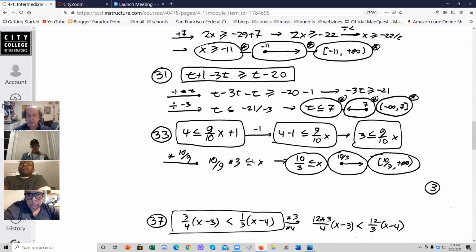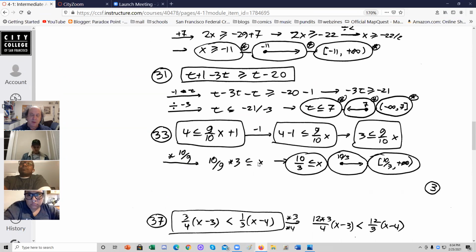Okay. Here we have 4 is less than or equal to 9/10 x plus 1. Subtract 1 throughout, that keeps the inequality the same. So you get 4 minus 1 is less than or equal to 9/10 x. That's 3 is less than or equal to 9/10 x. Now we'll get rid of this 9/10 by multiplying by the reciprocal. That will cancel it out on the right. Because 10/9 is positive, the inequality remains the same.